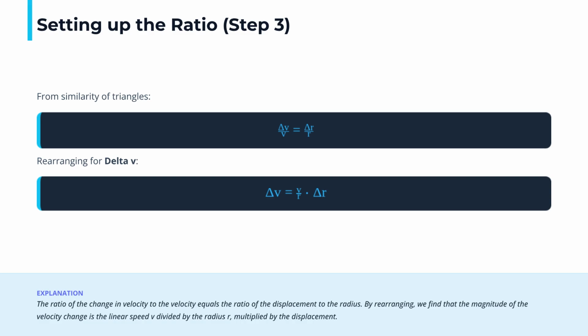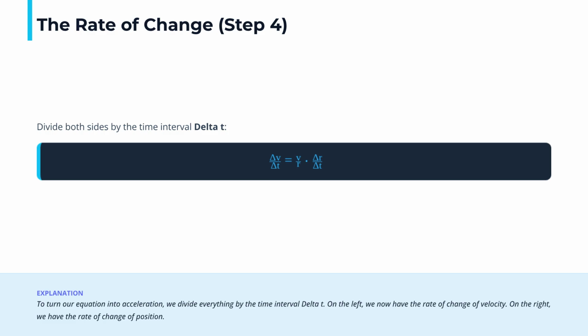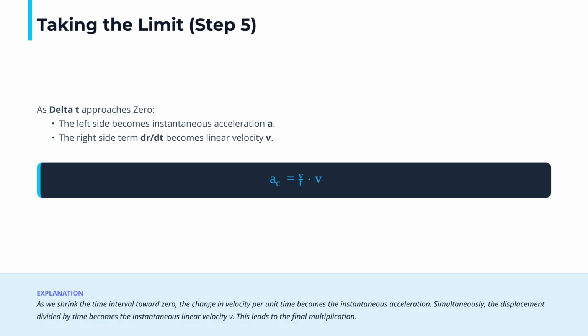To turn our equation into acceleration, we divide both sides by the time interval delta t. On the left, we have the rate of change of velocity. On the right, we have the rate of change of position. As we shrink the time interval towards 0, the change in velocity per unit time becomes instantaneous acceleration, and the displacement divided by time becomes the instantaneous linear velocity v.